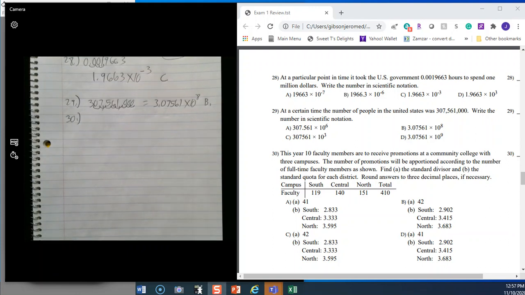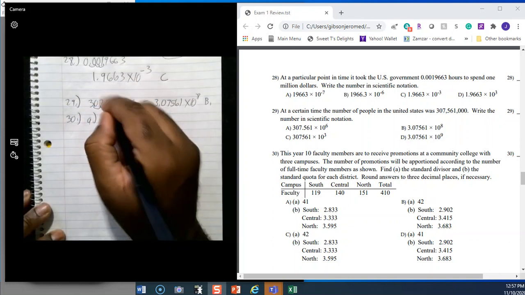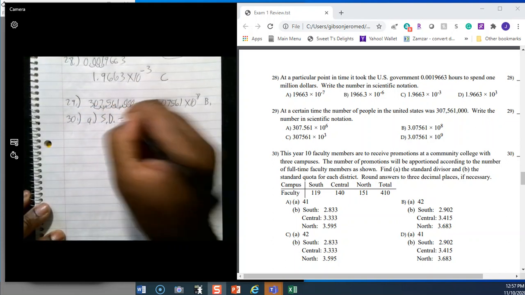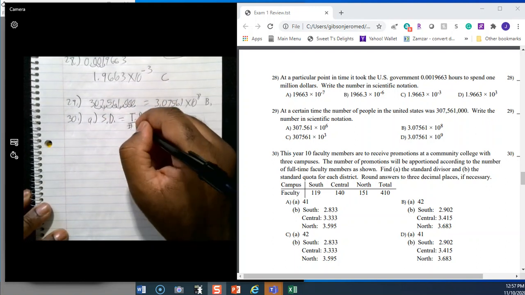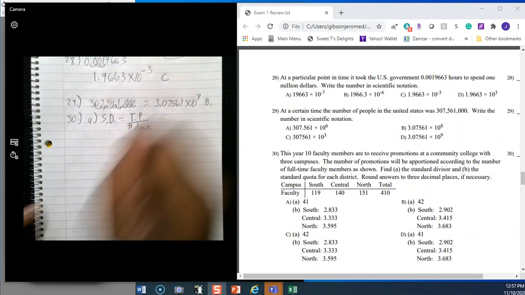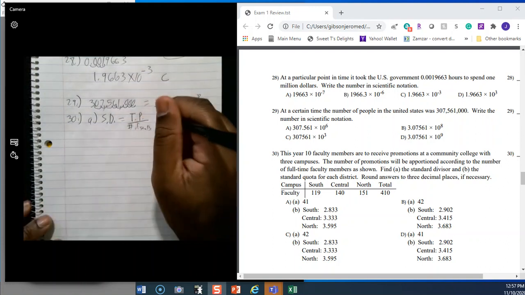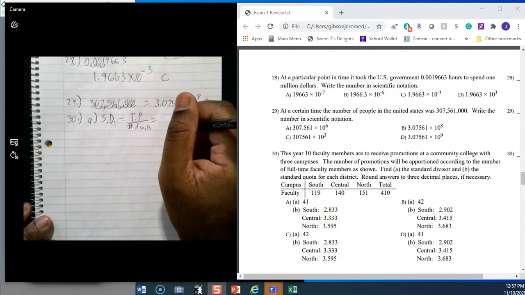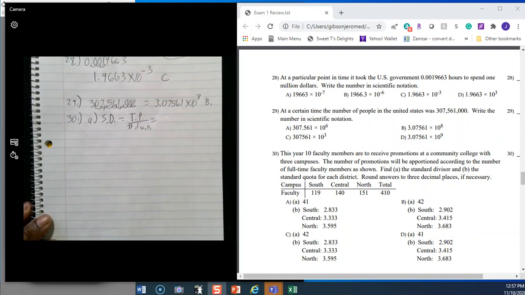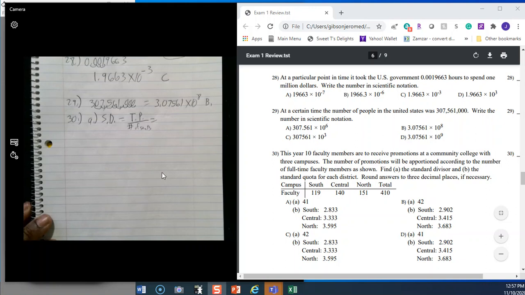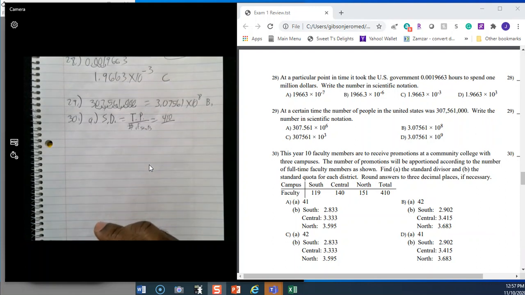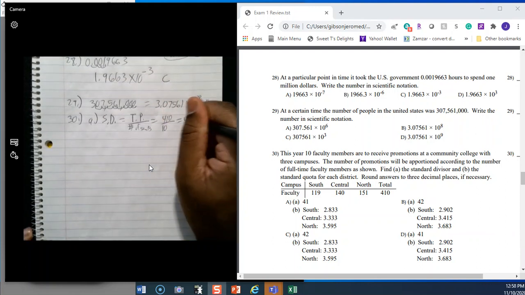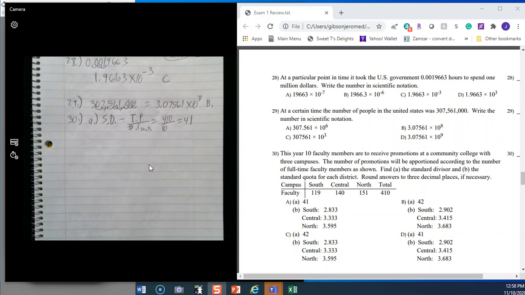So we're going to first do A, which is the standard divisor. So the standard divisor I'm going to abbreviate is the total population divided by the number of seats. Now in this case, this would be the number of promotions. Okay, the total population, if you look here at problem number 30, the total population is 410. So we'll take 410 and divide it by the number of promotions, which is 10. So our standard divisor would be 41.